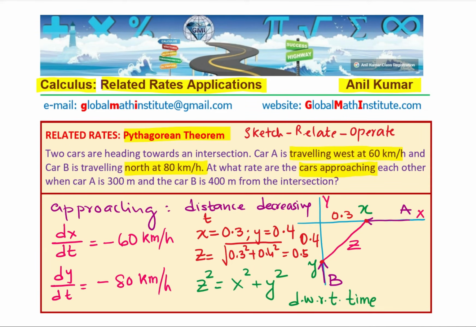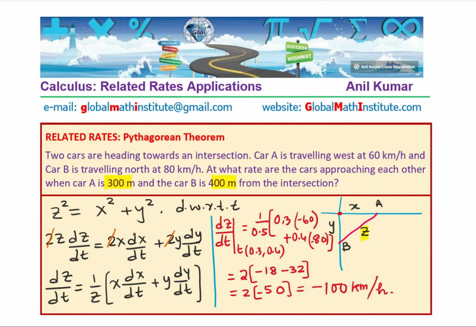Perfect. Also note why we have taken the rate of change along x and y as negative in this particular case to get the answer. Perfect. And therefore, the answer here is the rate of separation between the two cars when car A is 300 meters and car B is 400 meters away from the intersection is 100 kilometers per hour. So they are approaching towards one another at this particular rate. Perfect. I hope that makes sense.